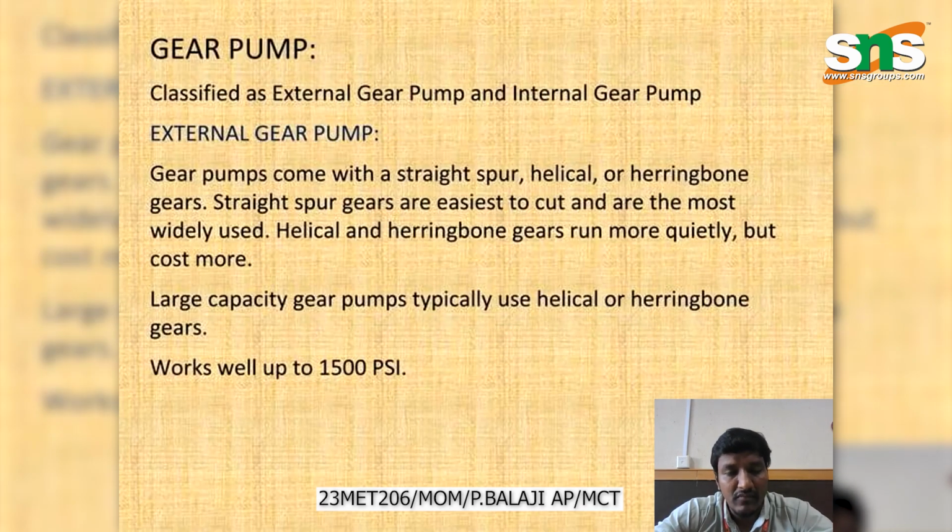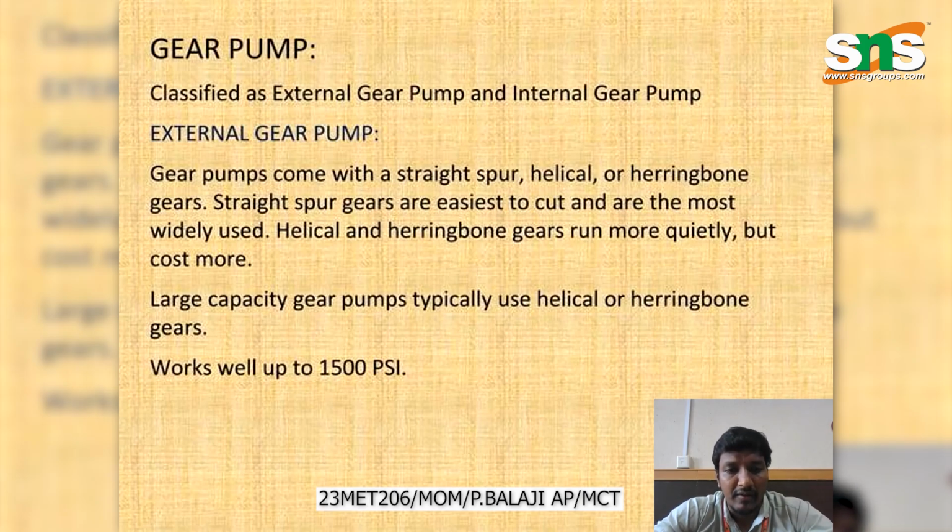Then we can go with the gear pump. The gear pump is one of the simplest and most widely used hydraulic pumps. We can classify it into two kinds: the external gear pump and the internal gear pump. Gear pumps come with spur, helical, and herringbone gears. Spur gears are easiest to cut and most highly used, while helical and other gears run more quietly but cost more.